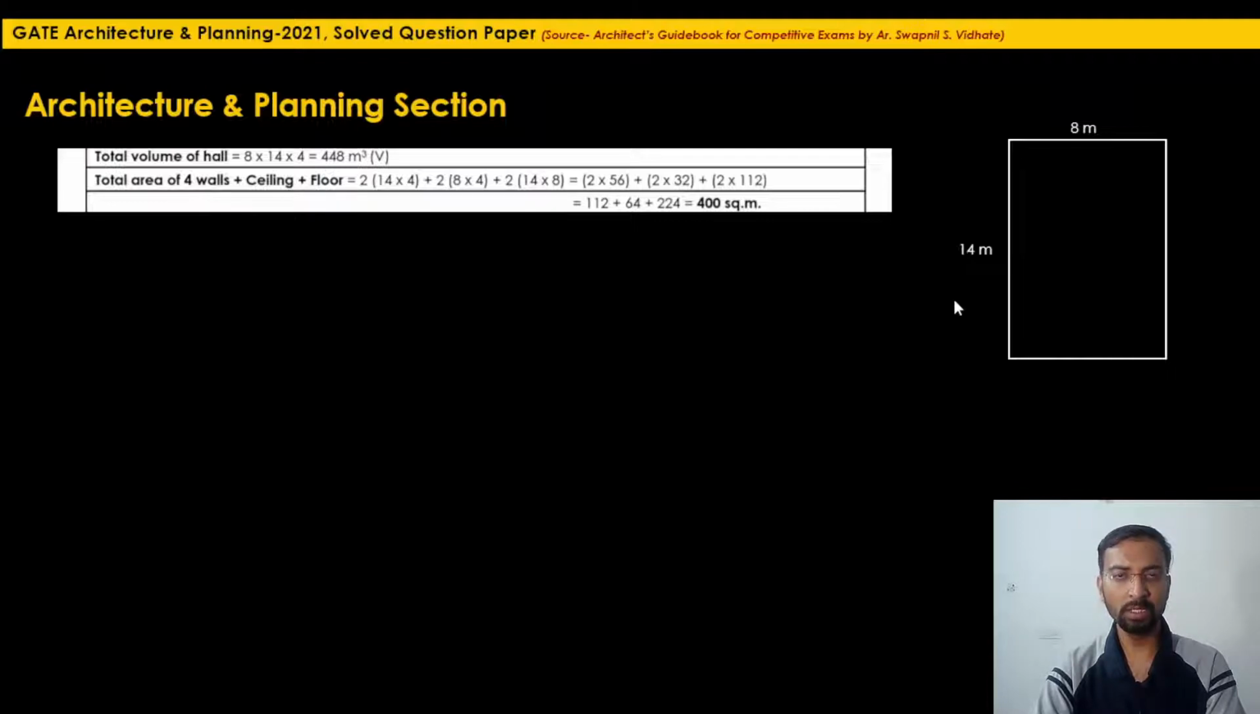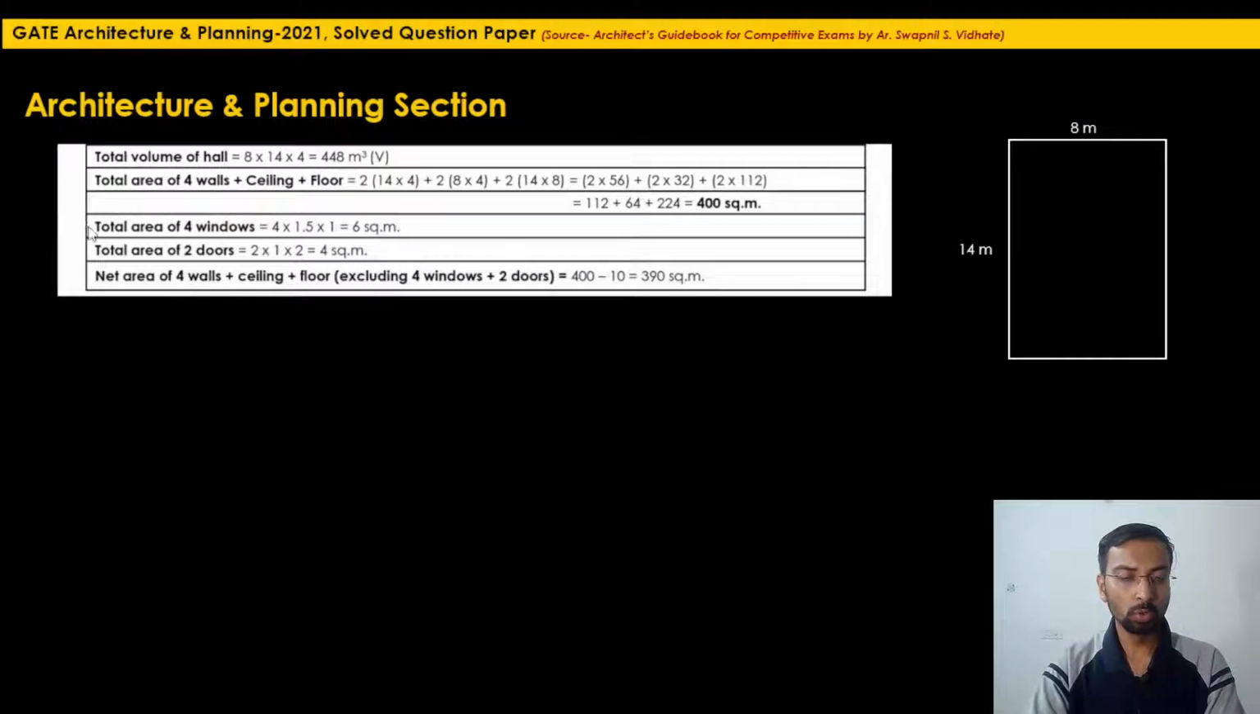Now they have mentioned the number of doors and number of windows, and the area of each door and each window. So the total area of 4 windows will be 4 into the dimension they have mentioned, 1.5 by 1 meter. So what will be the total area of 4 windows? 6 square meter. Whereas the dimension of doors is given as 2 meter by 1 meter, and there are 2 doors for this room. So the total area of two doors will be 4 square meter.